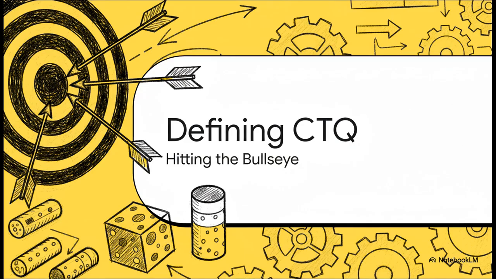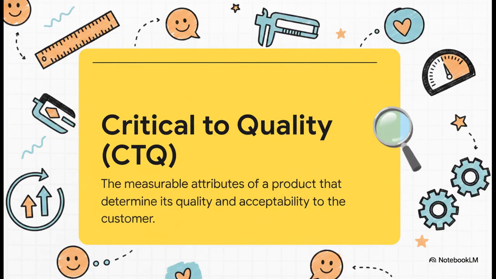So, if we know our product is going to have some variation, what do we do about it? Well, we need a target to aim for. And that is where we define what is critical to quality, or CTQ for short. Seriously, just think of it as defining the bullseye for our process. Okay, so officially, a CTQ is any measurable attribute that tells you straight up if the product is good enough for your customer.